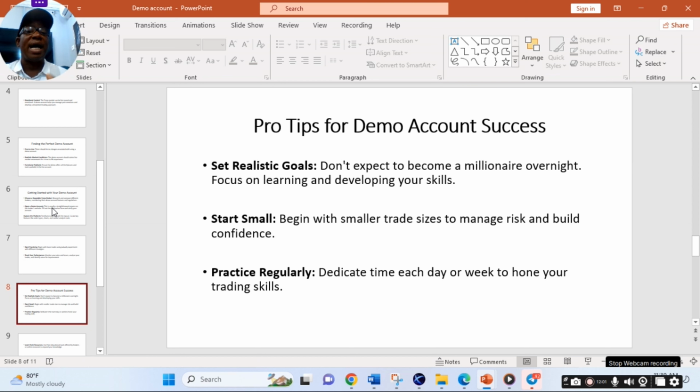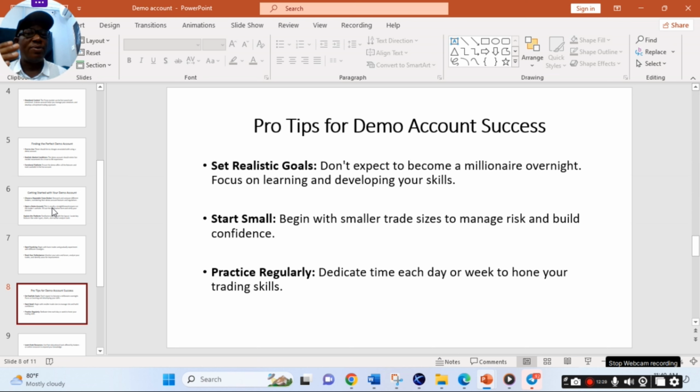Pro tips for demo account success. Set realistic goals. Please, if you have the ability of starting with a $1,000 live account, don't start your demo with $2,000. Start with the exact money. If you joke with your demo, you subconsciously joke with your live account. So set realistic goals. Do not expect becoming a millionaire overnight. Yes, but expect making a living from it.